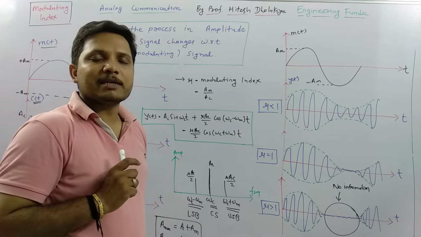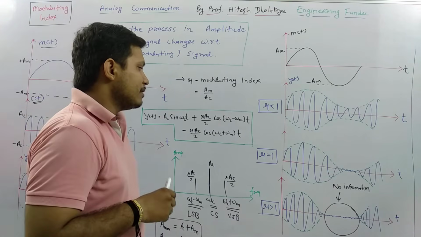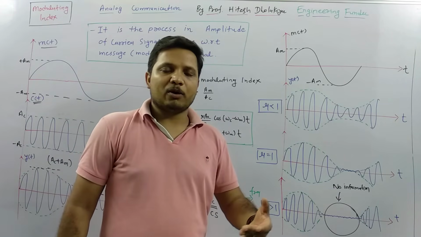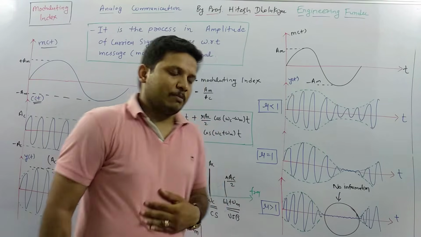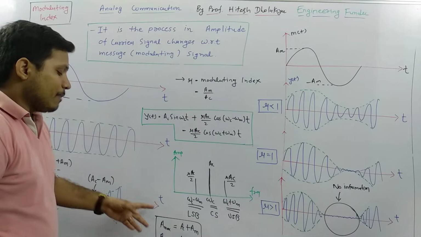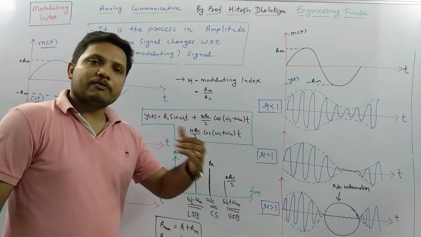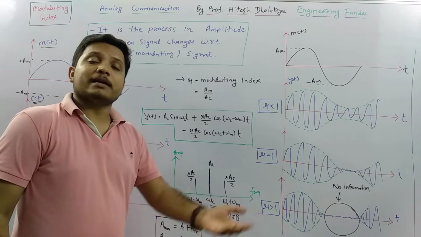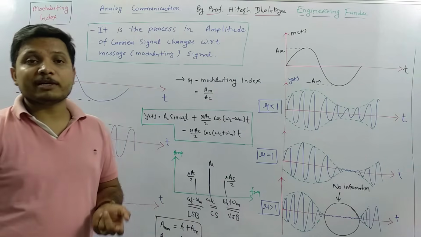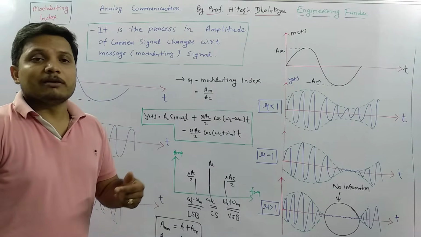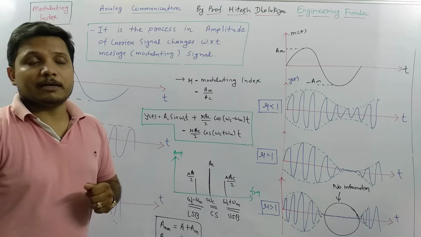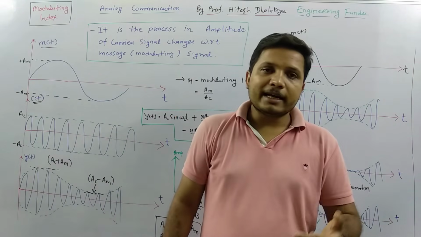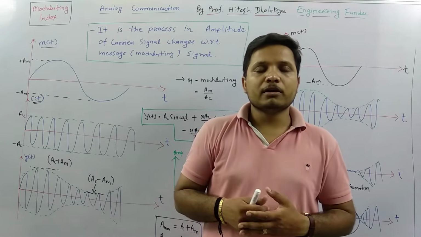This is the basic thing you need to be concerned about, and the frequencies of the sidebands will be omega c plus omega m and omega c minus omega m. And for the maximum and minimum amplitude of the modulated signal, you should understand it should be Ac plus Am for maximum amplitude, and for minimum amplitude it will be Ac minus Am. So these are the things you need to understand for modulating index and amplitude modulation.